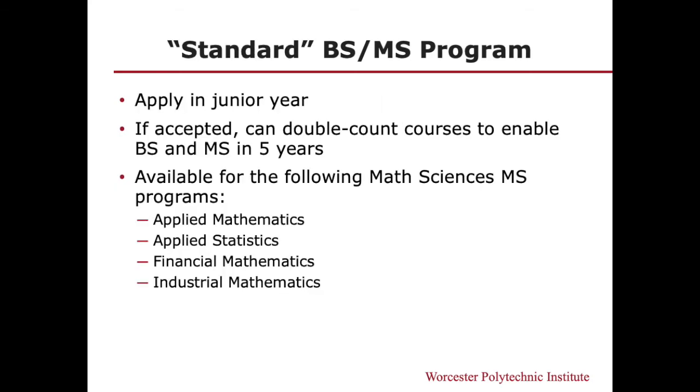We also have the standard BS-MS program where any undergraduate student in their junior year can apply. And basically the idea there is the student applies to the master's program when they're a junior, and then they do the bachelor's and the master's in 5 years. Similar in structure to the previous program, but it doesn't have that half teaching assistantship.